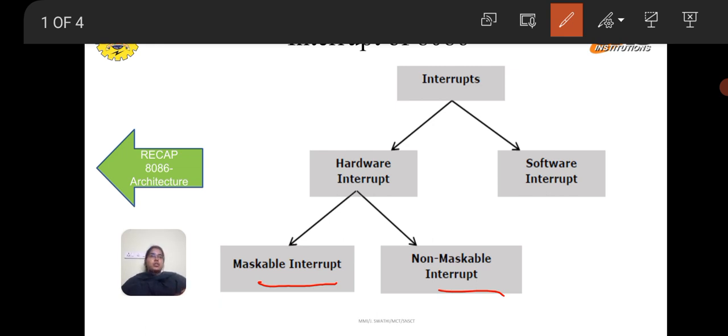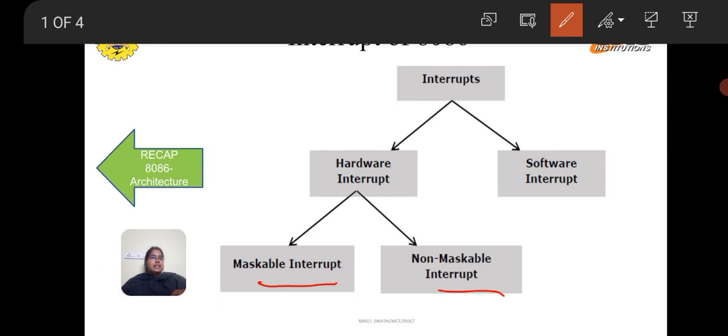A hardware interrupt is caused by a peripheral device by sending a signal through a specified pin to the microprocessor. Note that point: it is sent via the pin of the microprocessor. We have two types of hardware interrupts, that is non-maskable interrupt and maskable interrupt, which have higher priority and lower priority respectively. One more signal associated with them is INTA, that is interrupt acknowledgement.